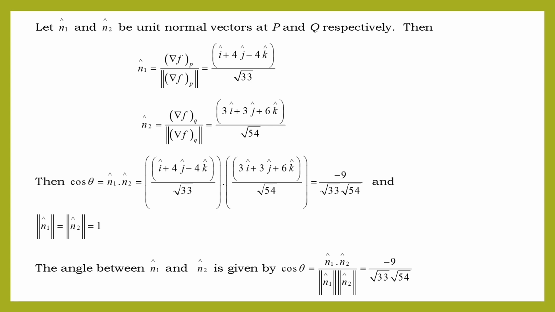If we find out the value of cos theta equals n1 dot n2 by norm n1 norm n2, we get cos theta equals minus 9 upon root 33 times root 54. Thus, we can find the angle between normals also. This completes the problem.